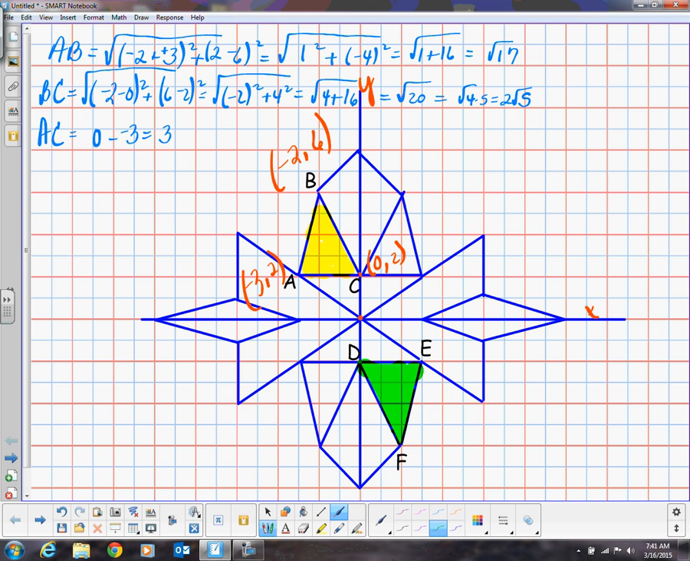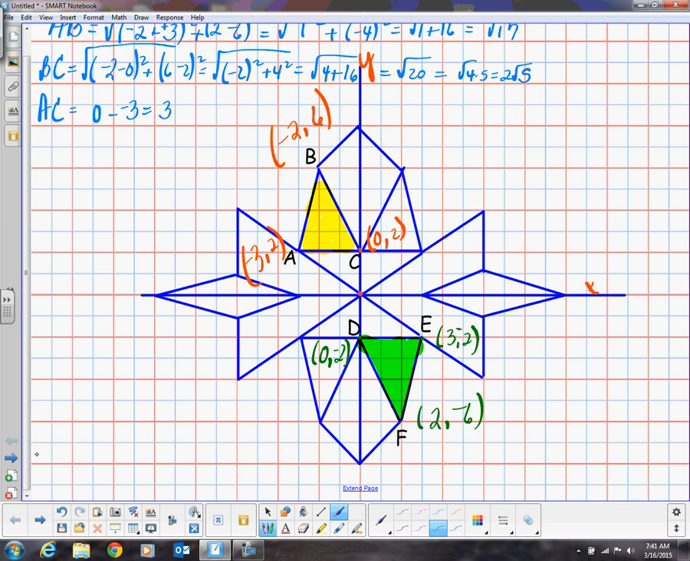So D happens to be over 0, down 2. E, I have moved over a positive 3, down 2, so that should be negative 3, negative 2. And F, I've moved over 2, down 6. So this is going to be a positive 2, negative 6. So I need to find the length of these 3 segments also. So I'm going to start with DE.